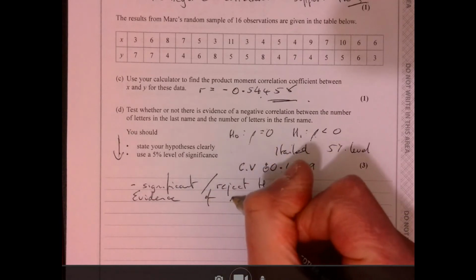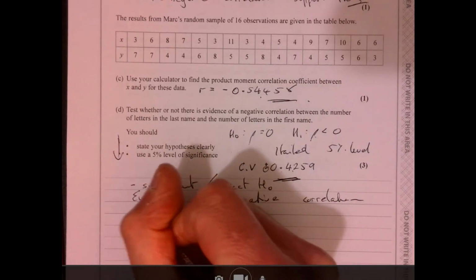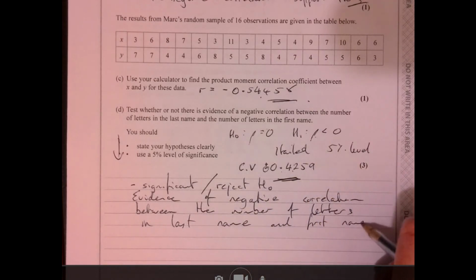And then write down some suitable conclusion. So there is evidence of negative correlation between the number of letters in last name and first name. It all comes back to really supporting what we were talking about up there. Nice question, really.